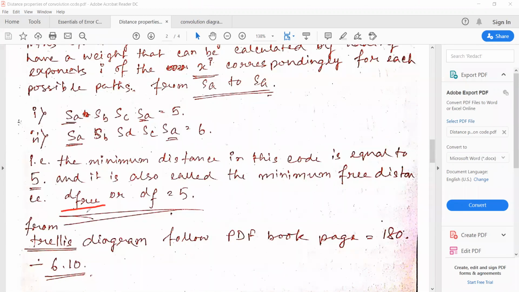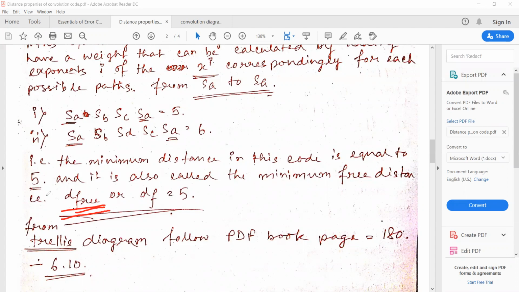Why is this free? Because this is an obstacle free path. You can say that it is a path consisting of no kind of obstacle. So that's why this is an obstacle free path.